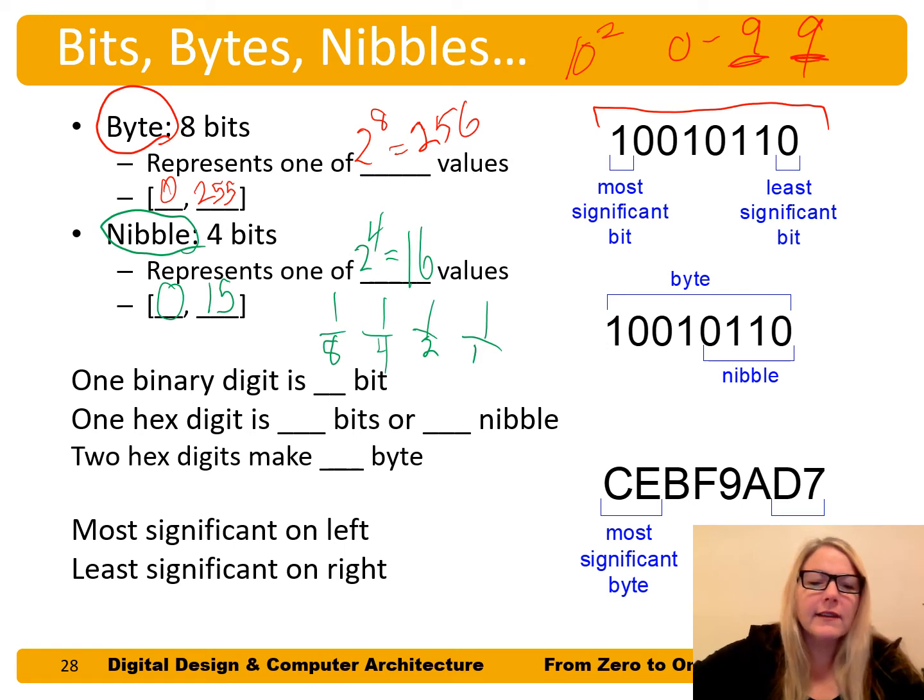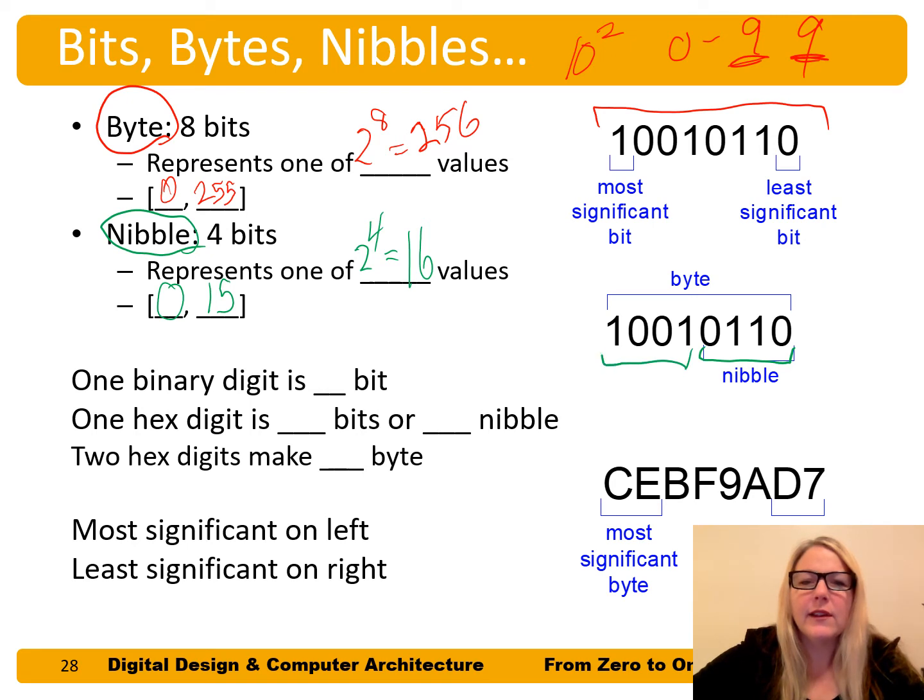So here's a byte of information, and half of that, or just 4 bits, is our nibble. So a byte consists of 2 nibbles. One binary digit is 1 bit, one hex digit is 4 bits. Remember, hex is short for hexadecimal.